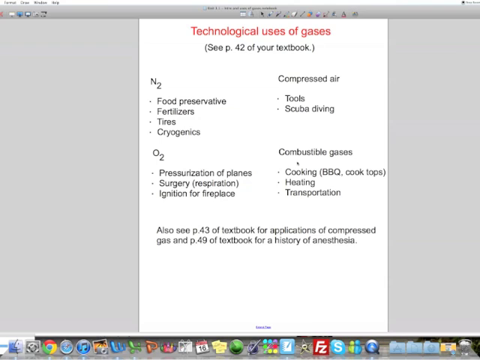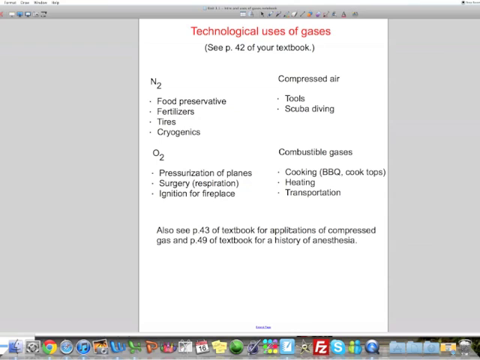Combustible gases. We use them for cooking, for barbecue, for example, barbecues using methane or propane. Cooktops as well if you're using a gas stove. For heating, again, if you're using gas rather than electricity. And for transportation, all cars use combustion in order to propel themselves. So again, it's a good example of combustion.